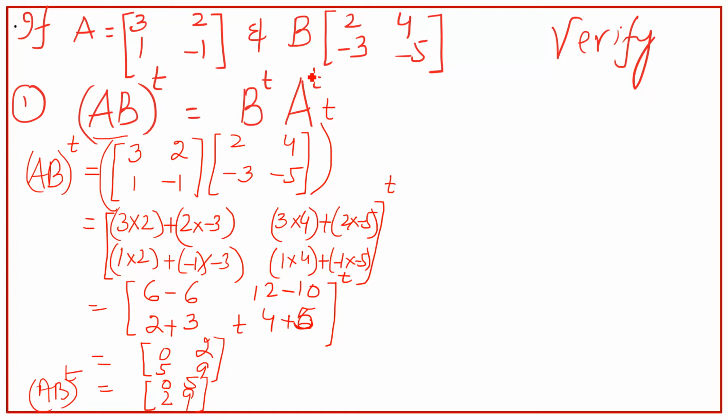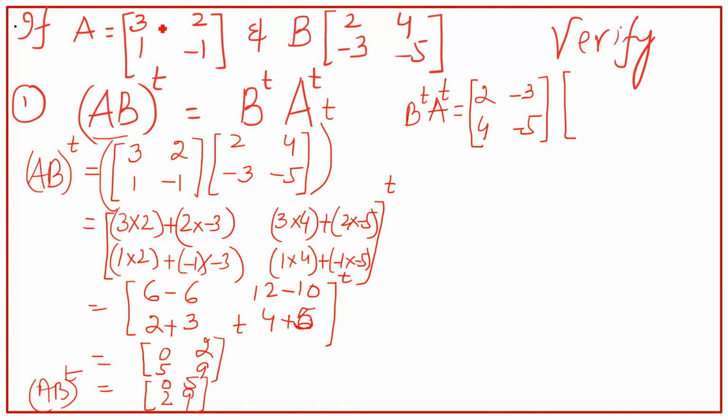Now we are going to prove right hand side, but on your exam and your copies you have to do it after this, okay? I am writing here because I want to show you in one slide. B transpose A transpose. See, B transpose A transpose. Here first we will take the transpose and then we will multiply. In the left hand side we have multiplied first and then we had take the transpose. So B transpose this one. This is 2 and 4. Make it column. Similarly A transpose -3 and -5.